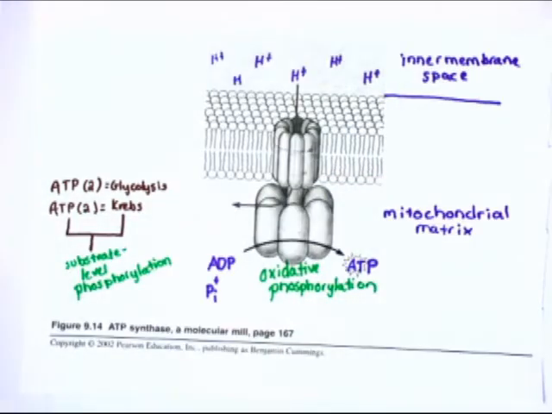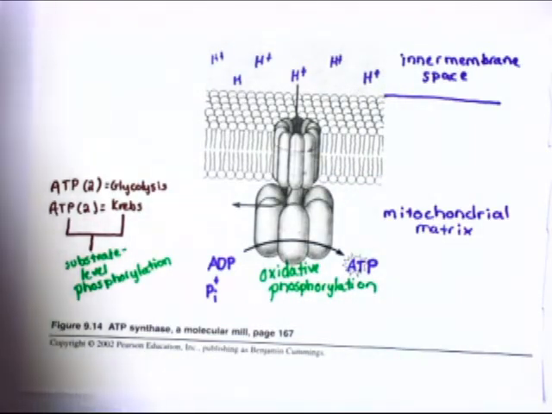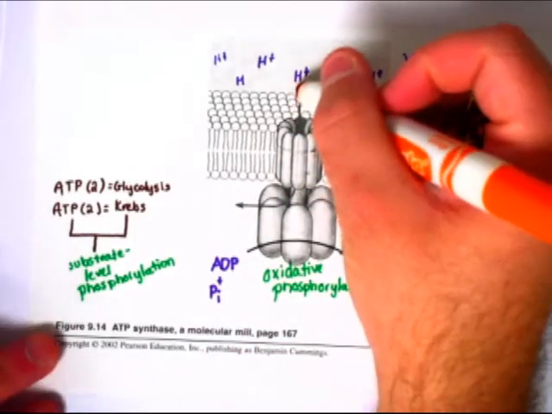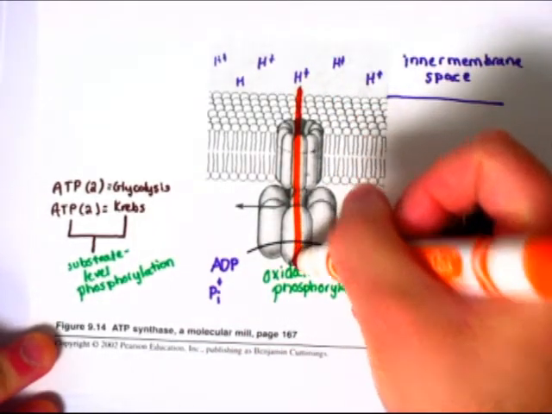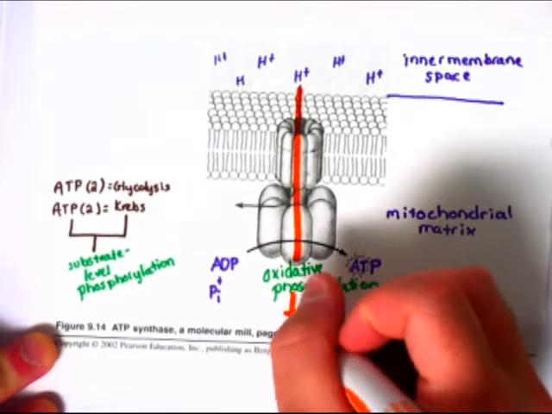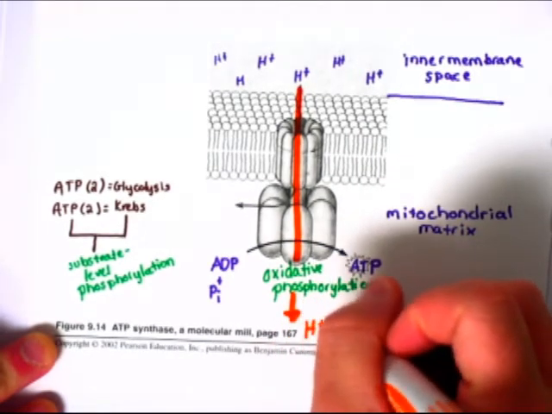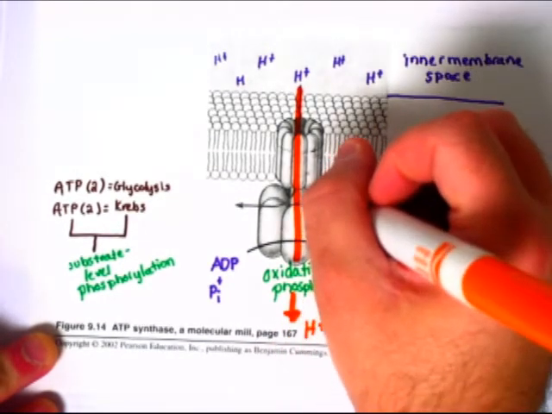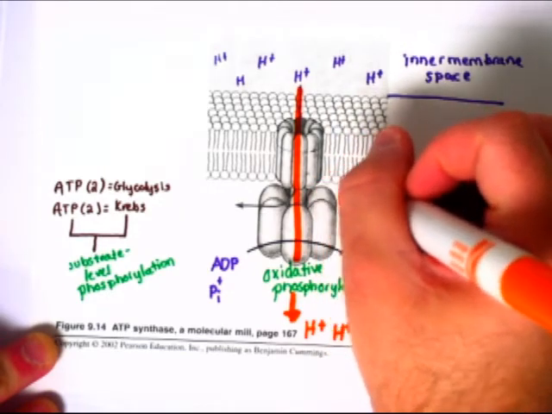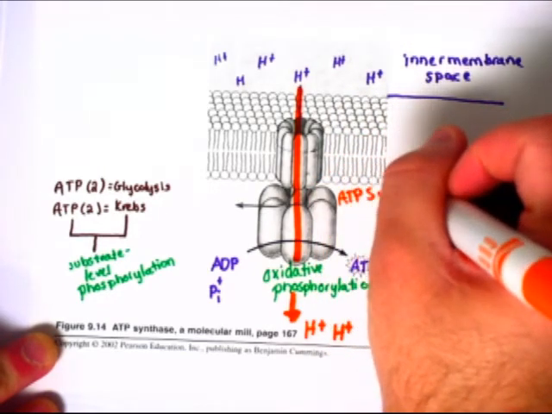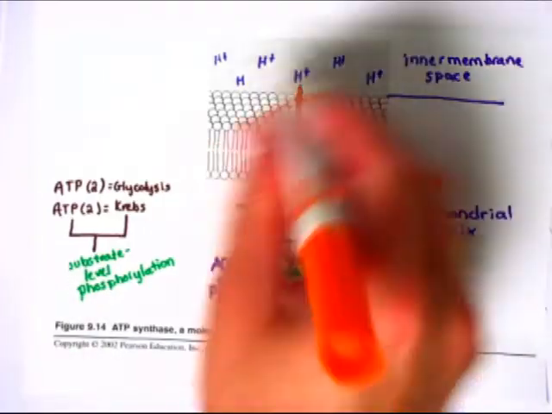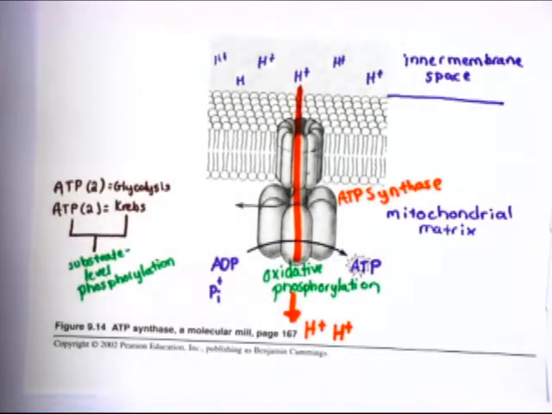Right? And remember that H pluses are going to go which direction? Down, straight through to the inside area. What's the name of this enzyme? Okay, ATP synthase. And what type of gradient do we have up here?